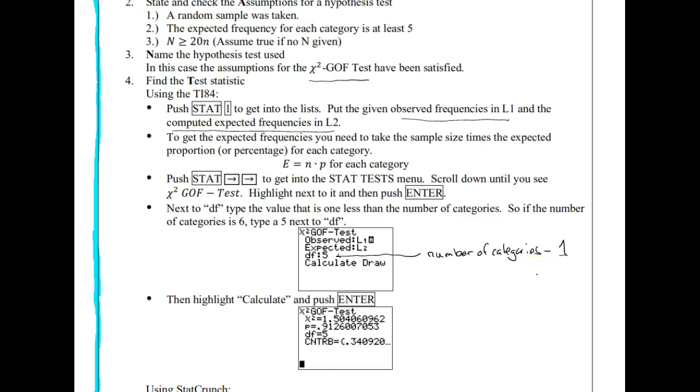If I gave out some survey question that asked people what their marital status was, and some of those choices, let's say we had single, married, divorced, separated, other, or something like that, so we've got 5 categories, then the number we would put next to degrees of freedom would be 4, because it would be number of categories minus 1. And then we'll hit calculate.